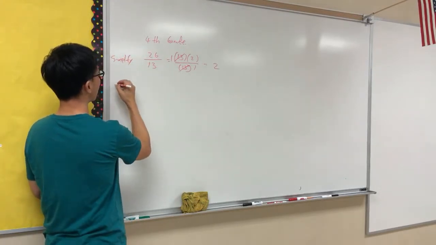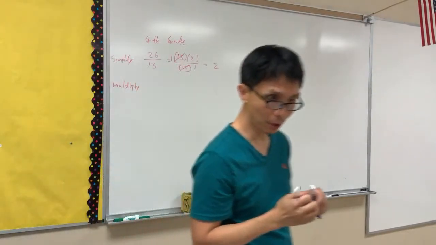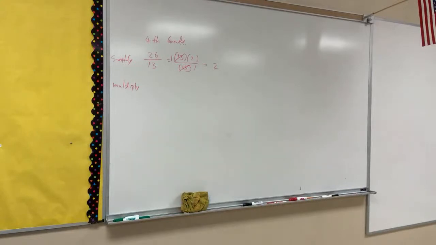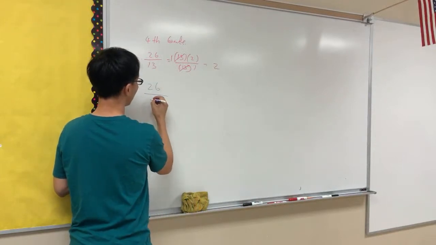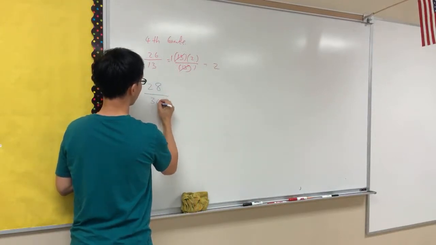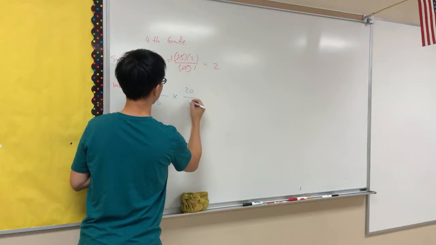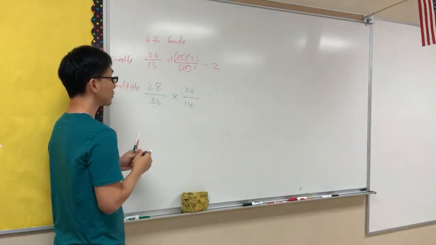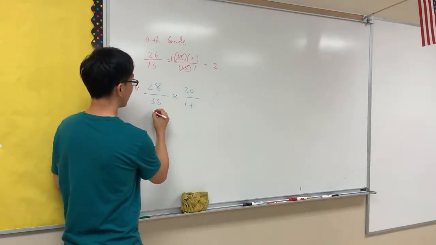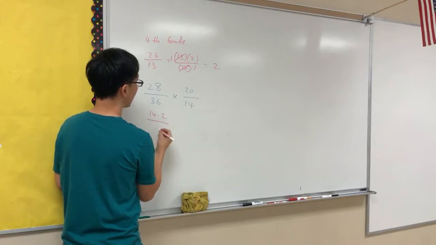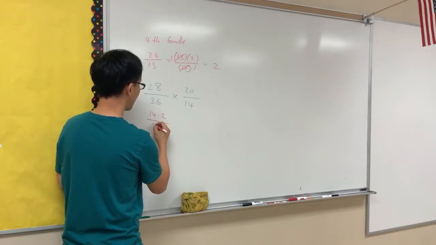Okay. Now, how do I multiply? Multiply is the same way. Let's just say if I have 28 over 36 times 20 over 14, something like this. You can simplify by factoring those, and then you're gonna get 14 times 2 over, I don't know, 4 times 9, maybe 9 times 4.